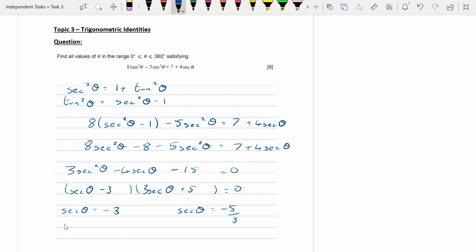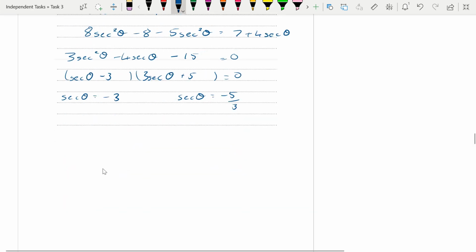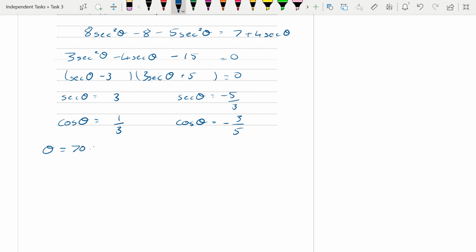Now we don't have a button for sec, so we need to use our rules. Sec is 1 over cos. So cos of theta would be the reciprocal, so minus a third in this case, or cos here would be minus, sorry, it should be positive 3, shouldn't it? It should be minus 3 over 5. Now I'm going to do what we always did last year. I'm going to do inverse cos, which gives me 70.5 degrees.